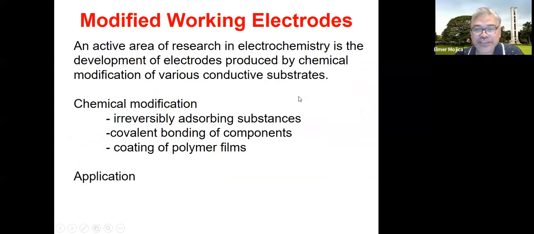And if we're going to look at this working electrode, we can venture to this so-called modified working electrode. And this is really an active area of research in electrochemistry. And that's what I did, if I'm not mistaken, 20 years ago there. Okay, the development of electrodes produced by chemical modification of various conductive substrates. So these electrodes, they have been tailored to accomplish a broad range of functions. And you can do some sort of chemical modifications on these electrodes.